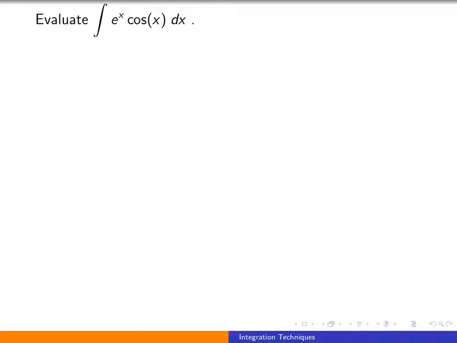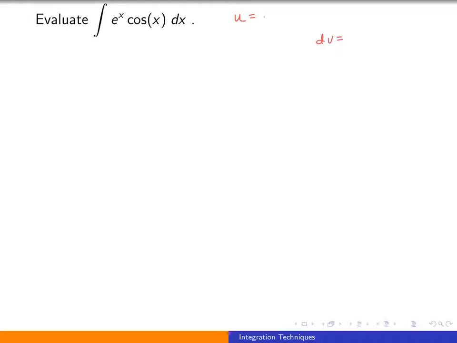In this example, we will antidifferentiate e to the x multiplied by cosine x. Now the form of our integrand here, an exponential times a cosine, fits one of the standard forms from integration by parts. So we'll go ahead and apply integration by parts, and when it comes to choosing u and dv, either function could play the role of u or either function could play the role of dv.